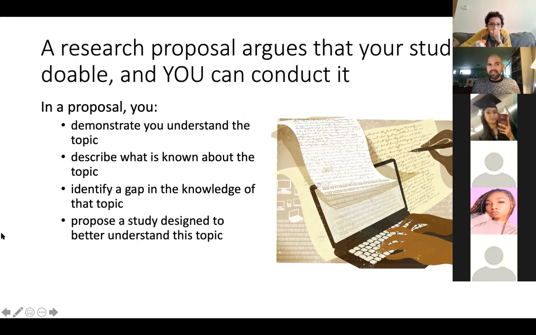In a proposal, you are going to demonstrate that you understand what you're talking about. So you truly know the topic that you're going to be working on, and you are able to understand what is actually already known about it, and at the same time determine what is missing, because what's missing is what you are supposed to be working on. And finally, through the proposal, you're proposing a study that is designed to address that lack of knowledge in a particular area of the field.